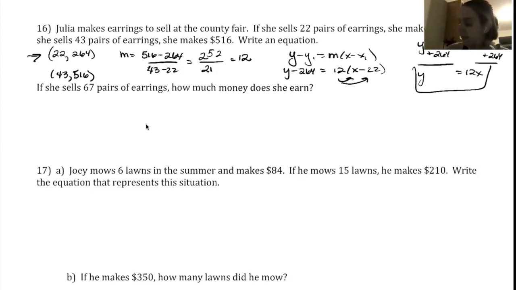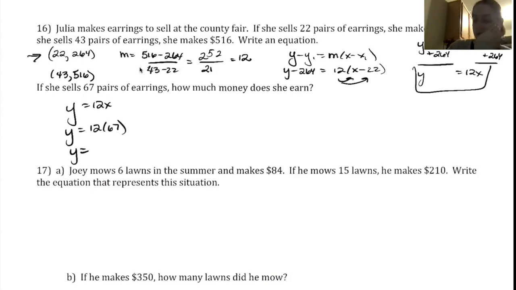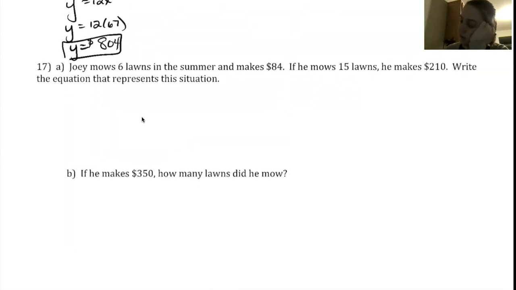If she sells 67 earrings, how much money does she earn? So y equals 12x. So y equals 12 times 67. Y equals $804. There we go. All right, this is the last one.